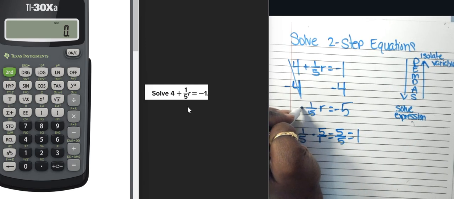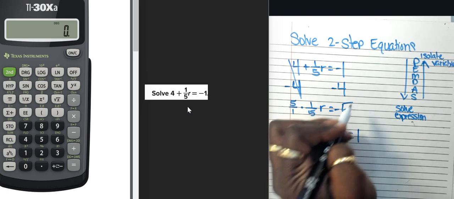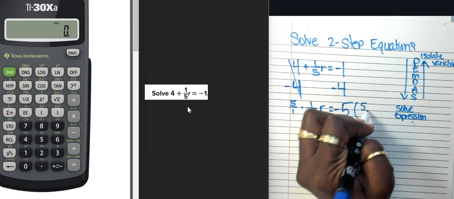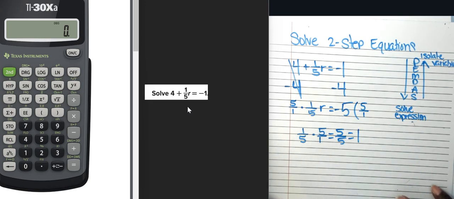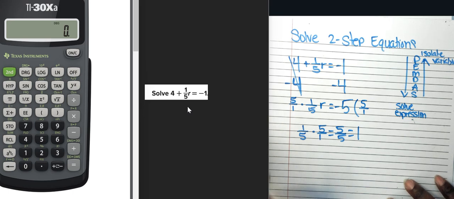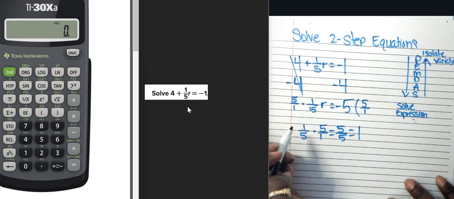So if I do that to both sides, so in other words, this is 1/5, so I'm going to multiply by 5/1, and then I'm going to do the same thing over here, 5/1. Okay? By doing that, let's see what happens. We have 5 times 1, that becomes 5, which we just saw.